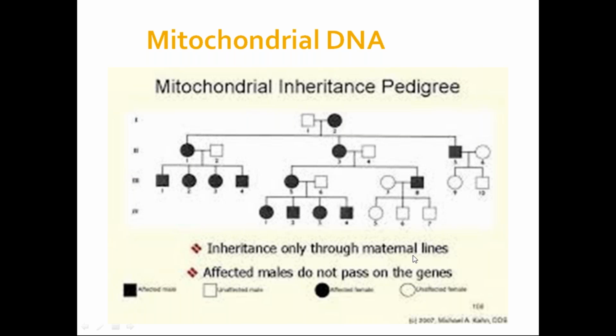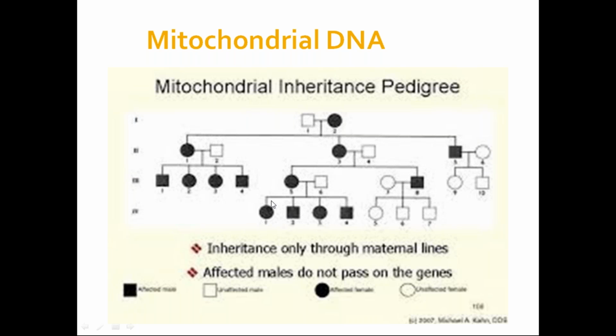Inheritance is only through the maternal line. Affected males do not pass on the genes. See this in maternal mitochondrial DNA disorders. If it is affected in the male but does not pass to the next generation, why? It's a maternal mitochondrial DNA origin.